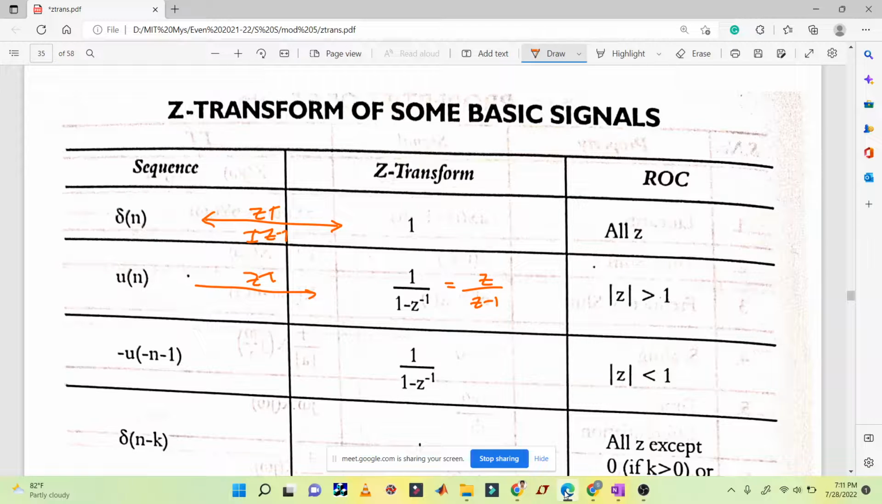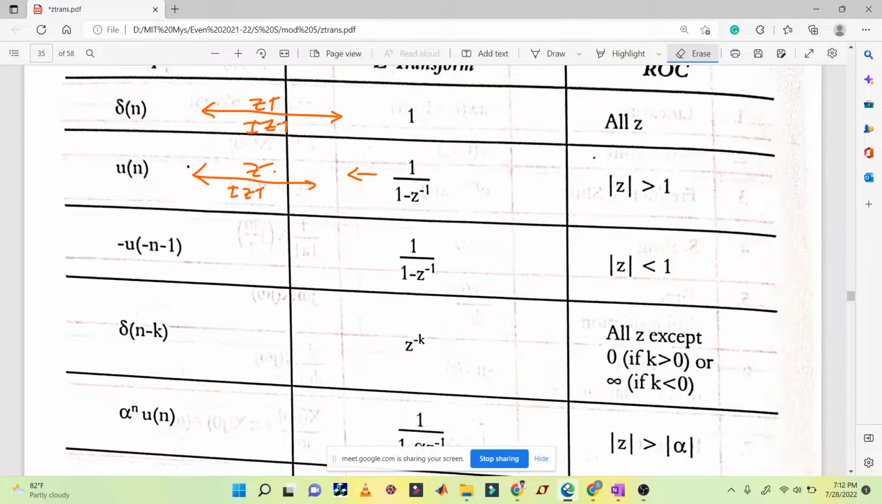Now if this is given and you are asked to find the inverse Z transform, it is 1 into u of n. If it is 2 here, 1 divided by 1 minus 2 Z inverse, then you have to write 2 to the power n into u of n. Okay, same for the next example. So these are the standard Z transforms we have already calculated.